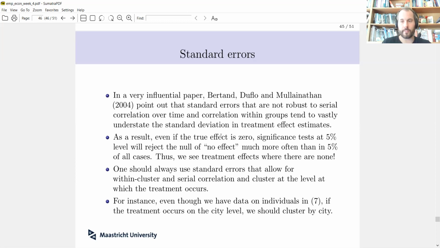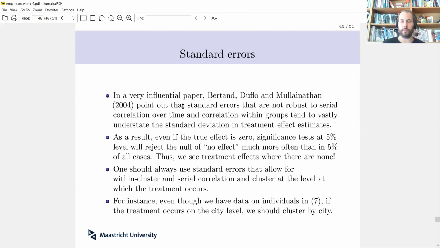And the source of this underestimation of the standard error is that the outcome variables are normally correlated over time. For instance, unemployment has a strong serial correlation over time. So if I'm unemployed this year, chances are that I'm unemployed next year. There is serial correlation across time. And there's also correlation within groups. Because certain groups, for instance, unemployed people that get job training, share characteristics that make a strong correlation within that particular group. So what should we do?